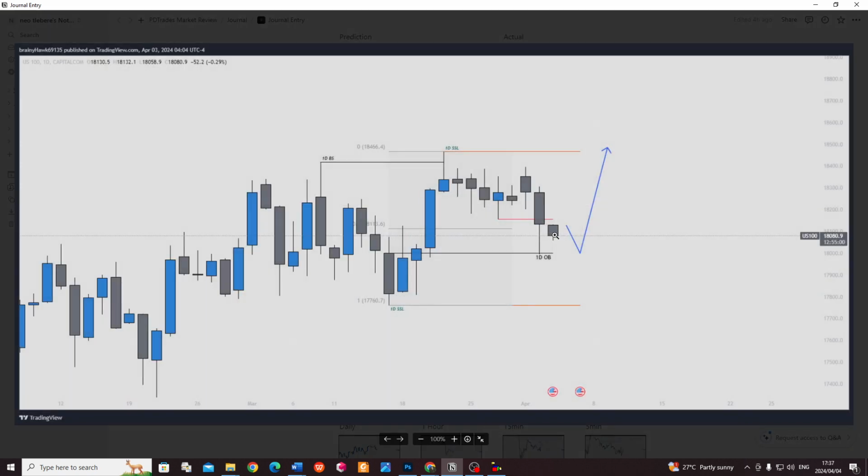My prediction was that I wanted to see price go a little bit down and continue to go up, looking for this as my draw on liquidity. Because if you can see here, this is also a swing high, right? So these two make relative equal highs. So I knew that this here is my liquidity zone, right?